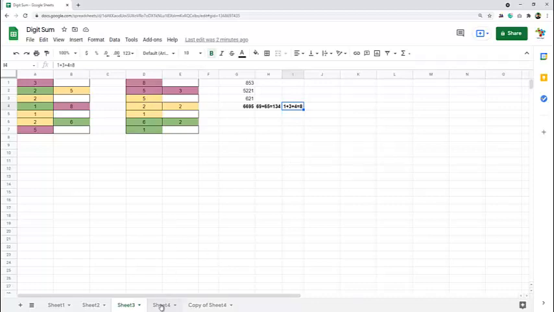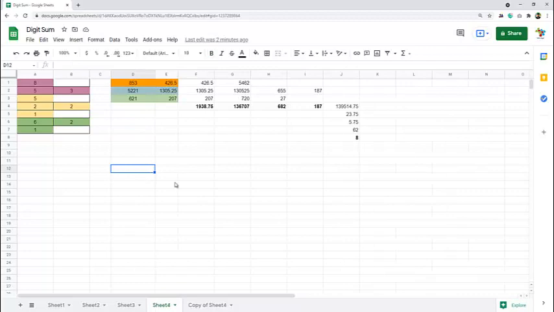Okay, so now let's make it more complicated. What we did is, instead of directly summing them up, we divided these numbers into some parts. What I mean by that is 853, 5221 and 621 were the parts of the calculation. Instead of directly taking the digit sum of 853, 5221 and 621, we divided 853 into two parts. So the answer came is 426.5.